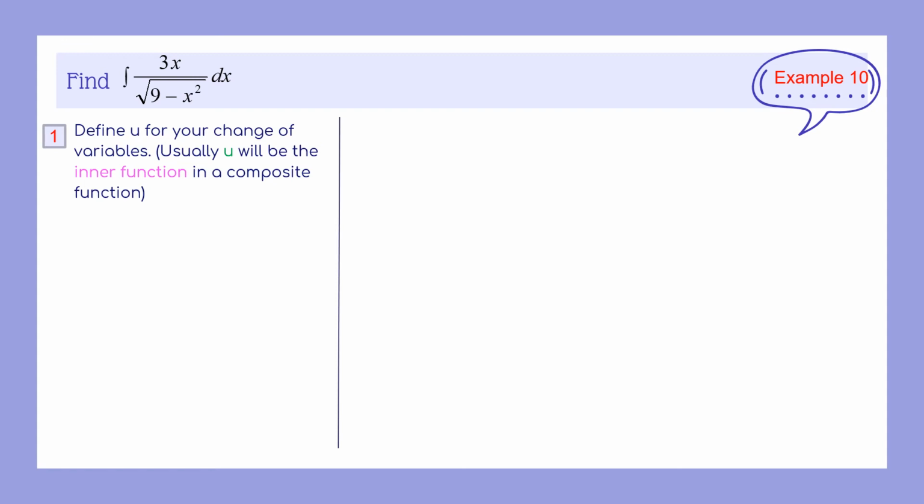So this one we will choose u, we define u as the inner function. So u, we take 9 minus x squared as u. So u equals 9 minus x squared.